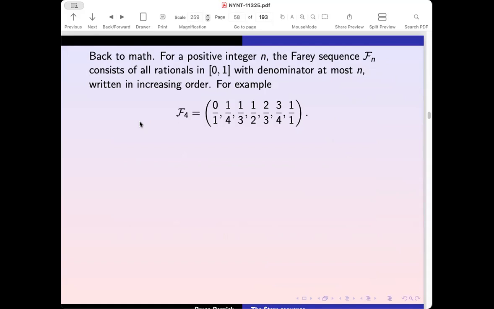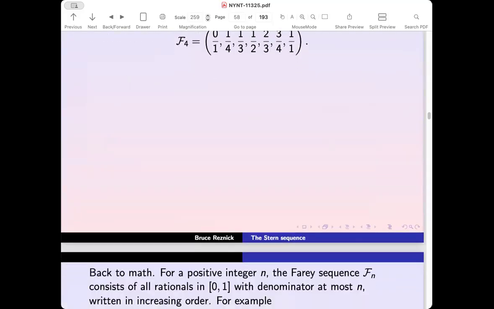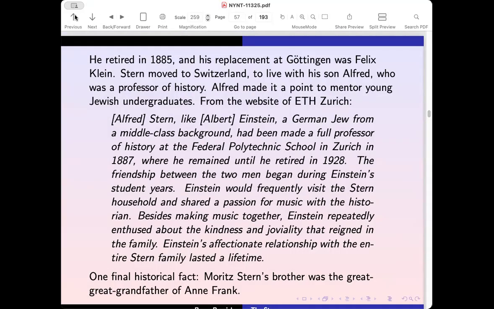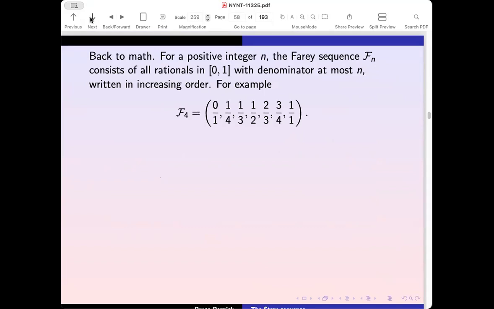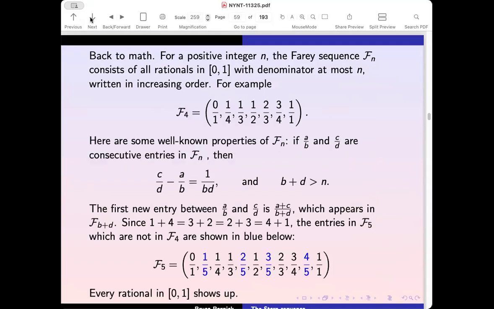For a positive integer n, this is the Farey sequence. I probably don't need to say much about the Farey sequence. These are some of the properties of the Farey sequence. And to go from F_n to F_{n+1}, you look at when the sum of the denominators is n+1, and then you put those in. And every rational appears.